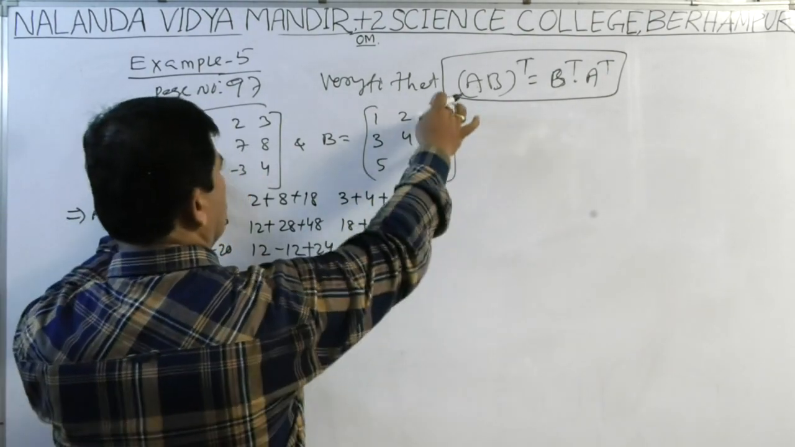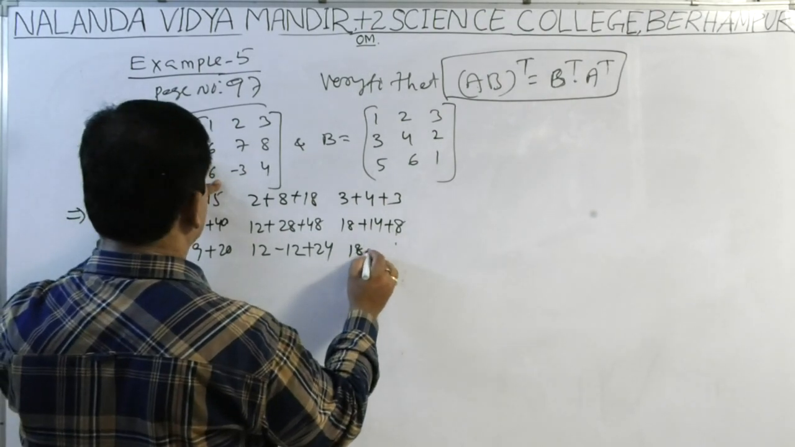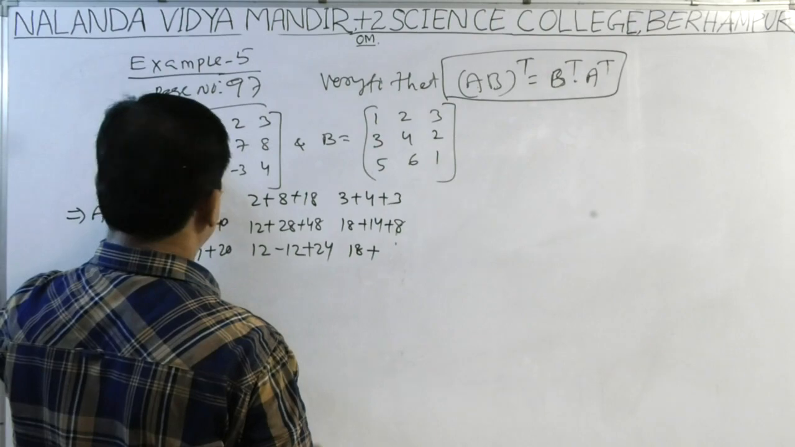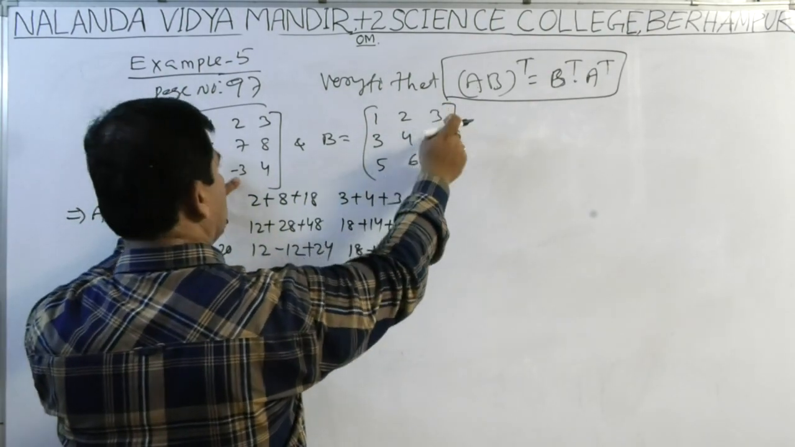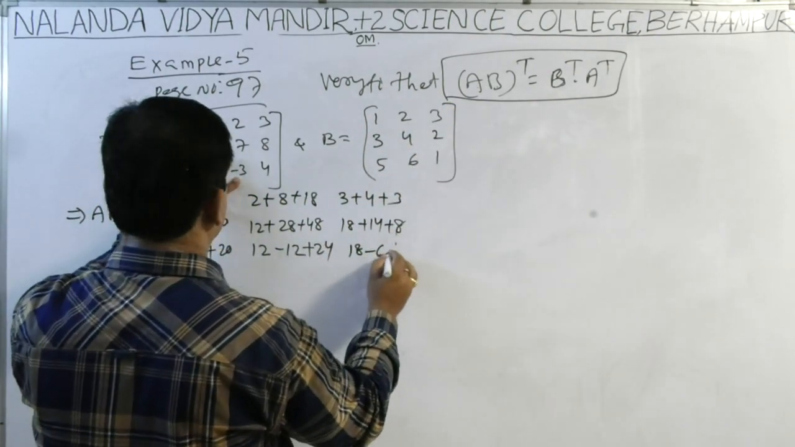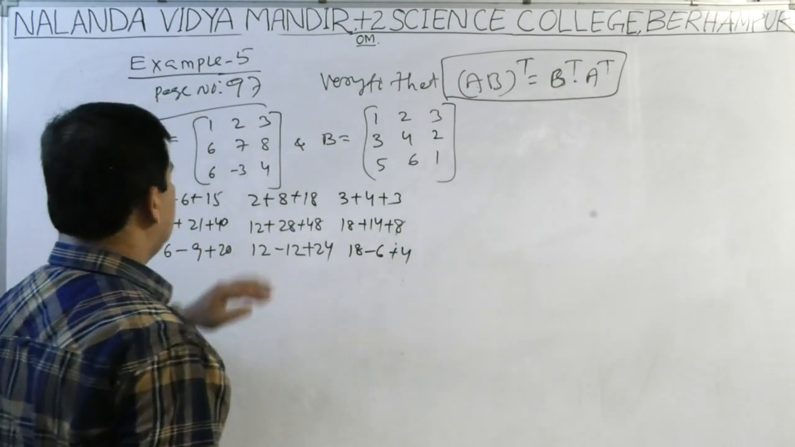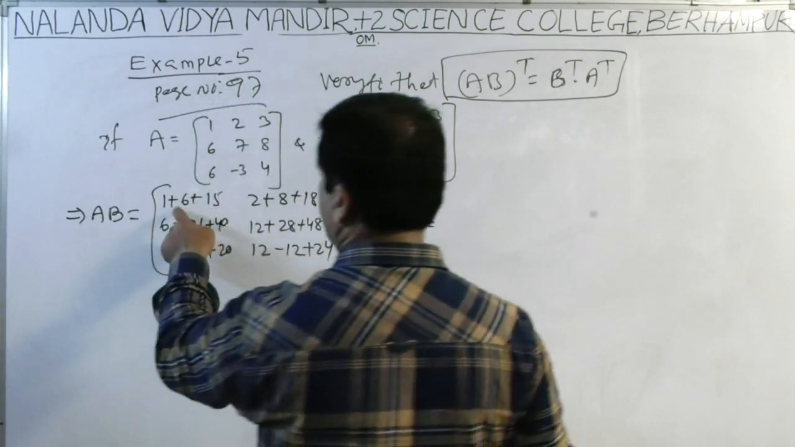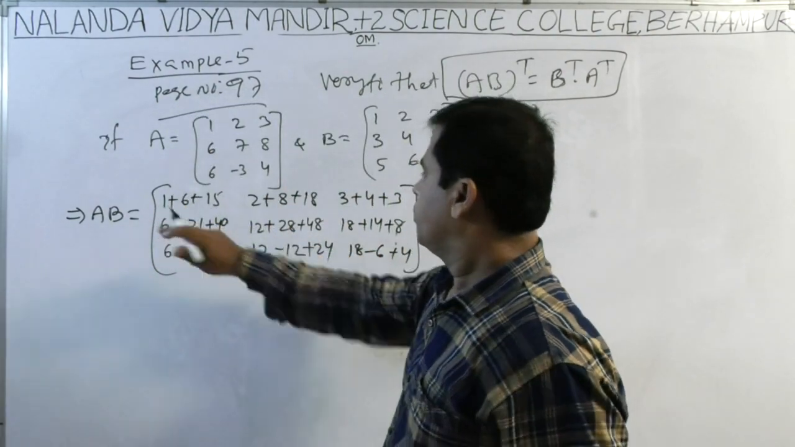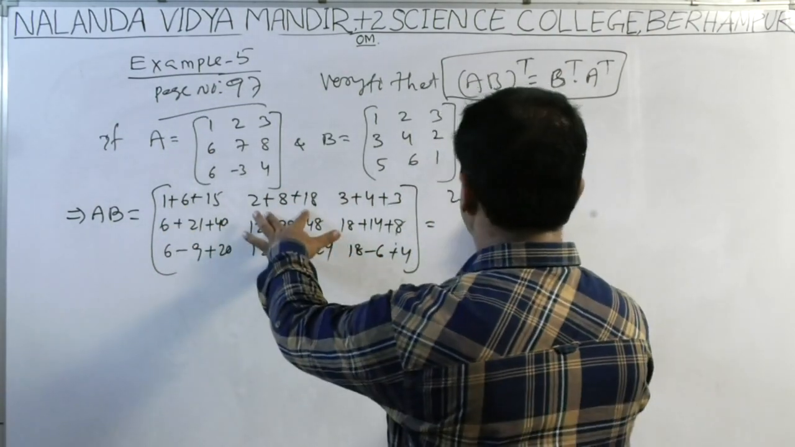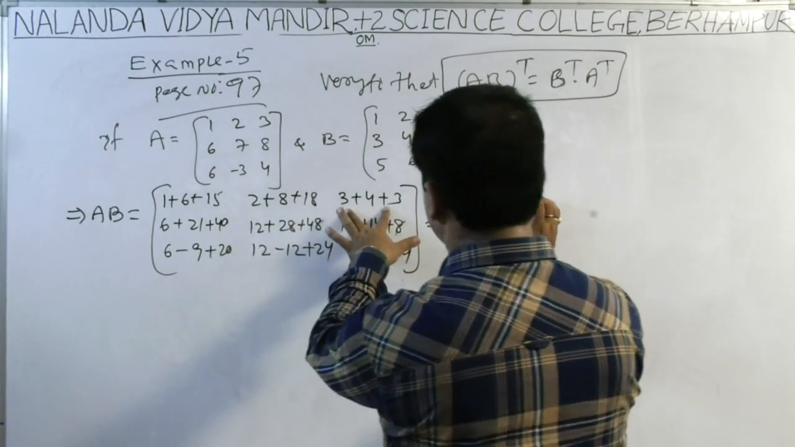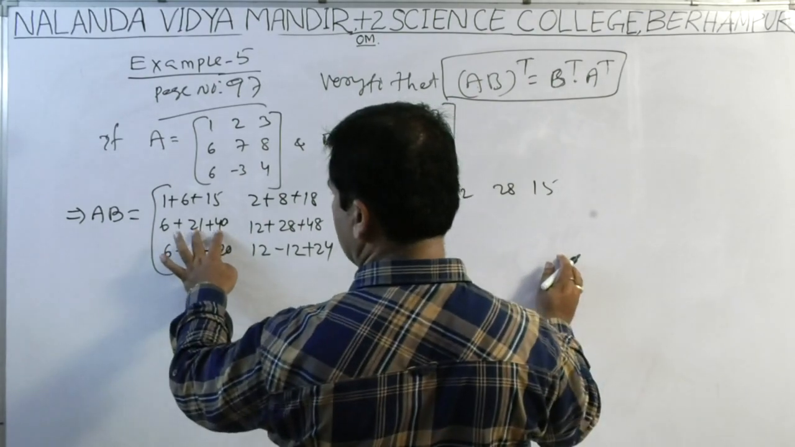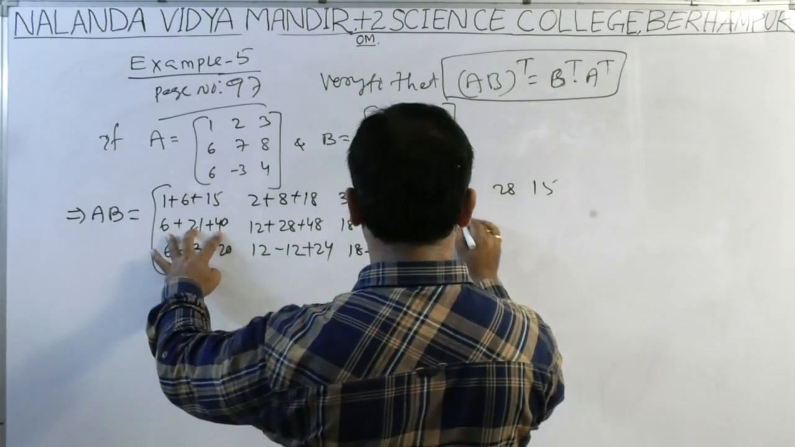And third row, third column, 18, plus minus 6 plus 4. Okay, this is our AB. This is equal to 22, 28, 15 and 67.